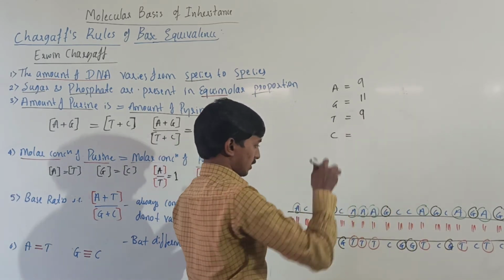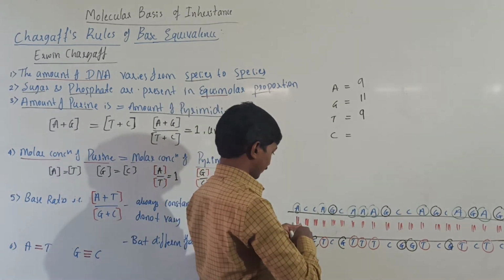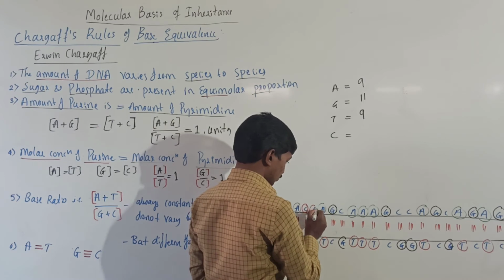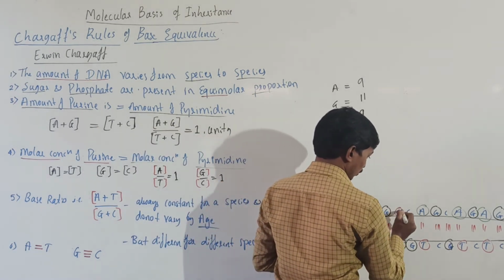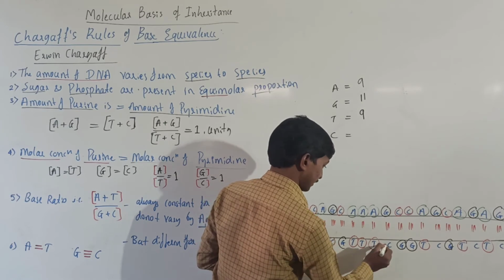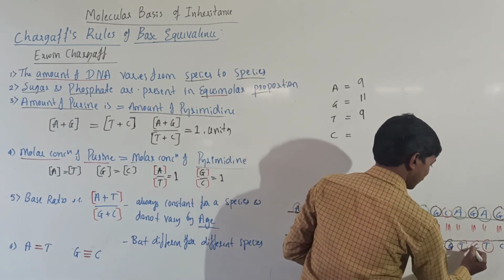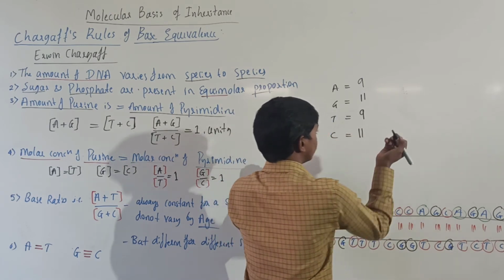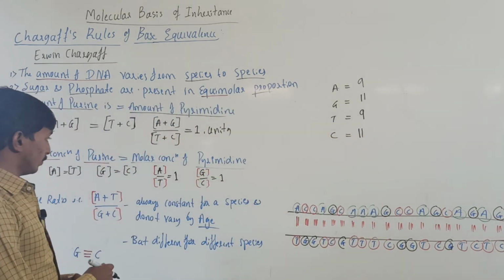Now we will count the cytosine numbers. So cytosine is 1, 2, 3, 4, 5, 6, 7, 8, 9, 10, 11. So 11, you can get the idea now.